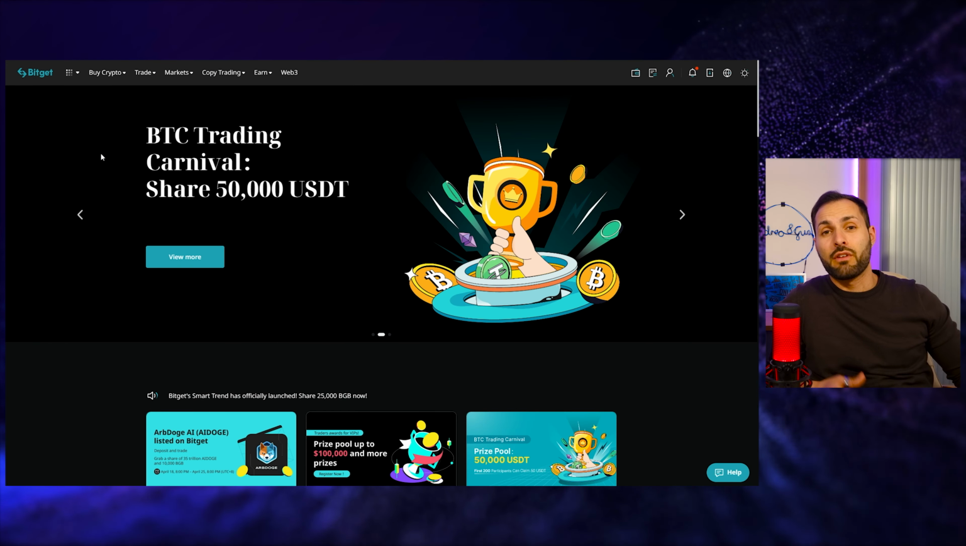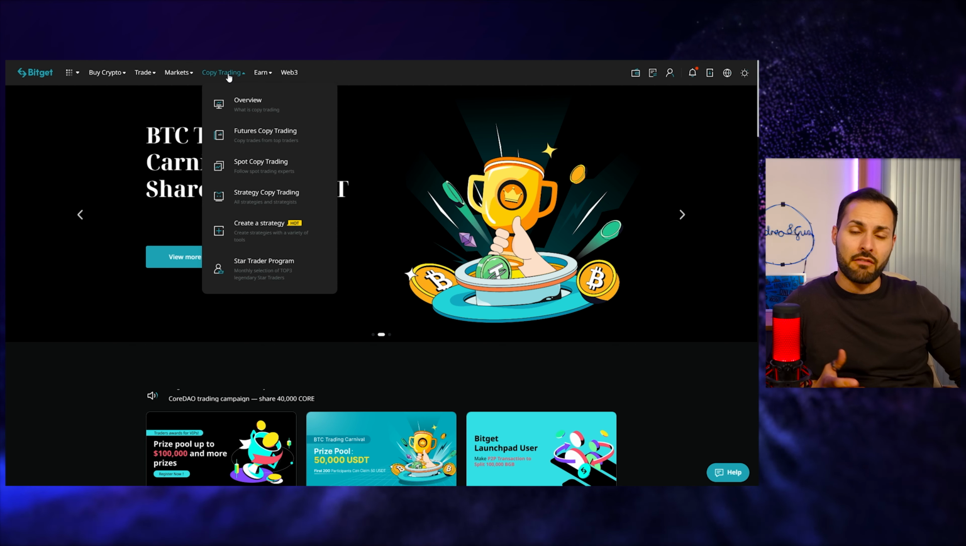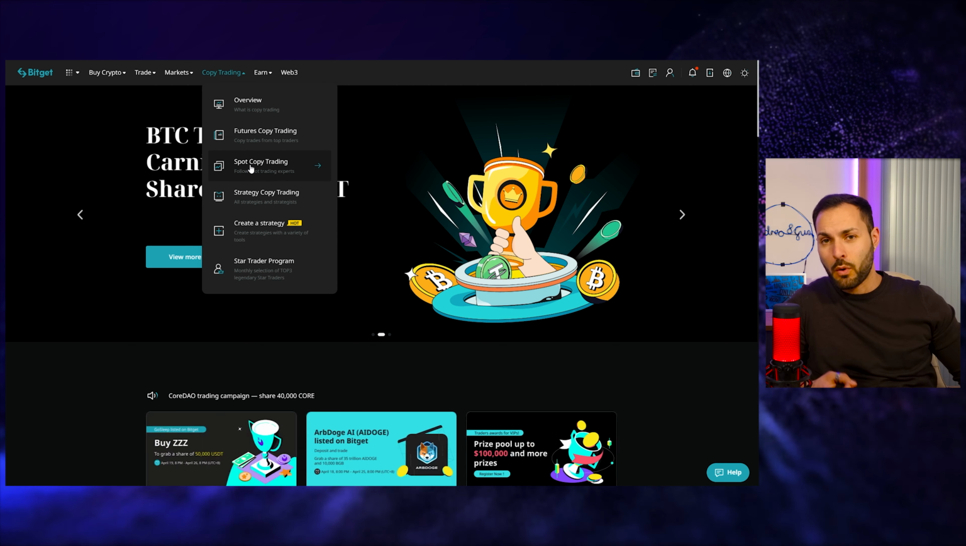First, let's provide an overview of Bitget Copy Trading. To access the copy trading platform on Bitget, simply navigate to Copy Trading and then select Spot Copy Trading.